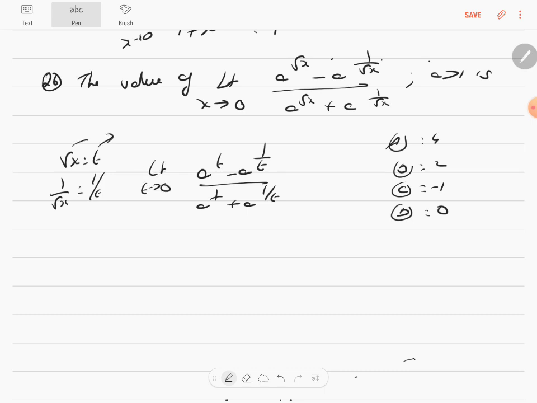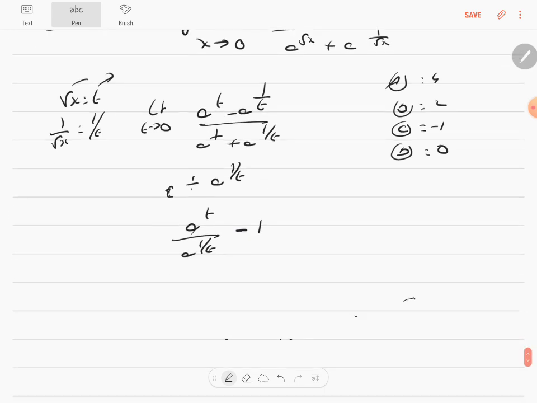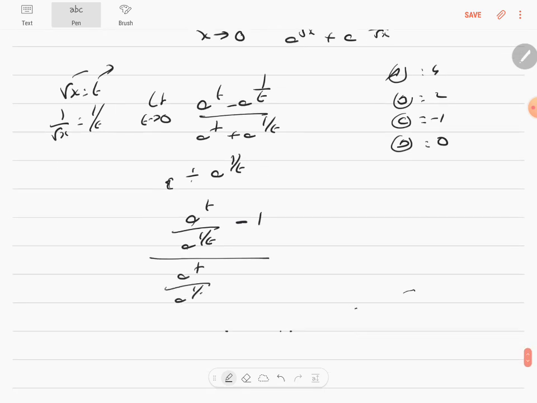So thus you can simplify it, and now you can divide every term by a to the power 1 by t, dividing throughout by a to the power 1 by t. So a to the power t by a to the power 1 by t minus 1 by a to the power t by a to the power 1 by t plus 1, and taking this to the numerator, it's a to the power t minus 1 by t minus 1 by a to the power t minus 1 by t plus 1. Again limit t tends to 0, and you got it in a format of 1 by 0.